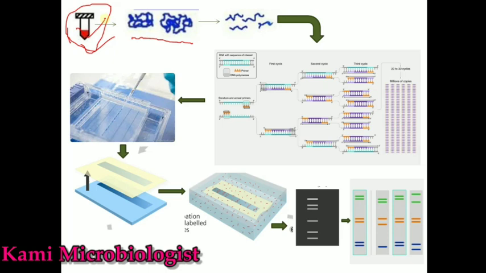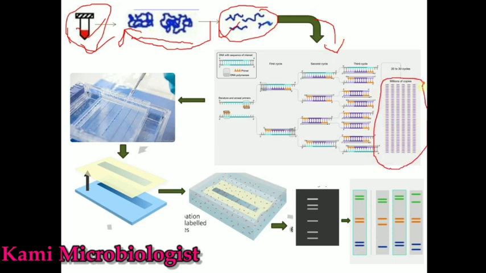After that, we have to add a restriction endonuclease. By adding the restriction endonuclease, it will cleave or digest the DNA into different fragments. As you can see, these are the fragments of the DNA which we cleaved using the restriction enzyme. After that, we have to amplify this DNA using the PCR technique. Remember, guys, in the PCR technique, from one DNA fragment we get millions of DNA copies, as you can see.